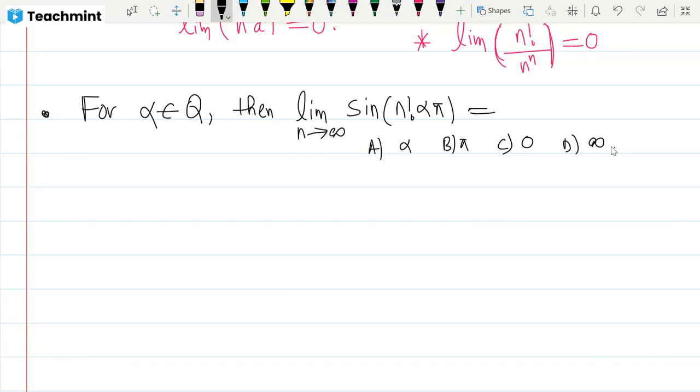Zero, sir. Exactly, exactly 0. Sin of n pi is always 0, where n is even or odd. But there alpha is there. Alpha is a rational number.